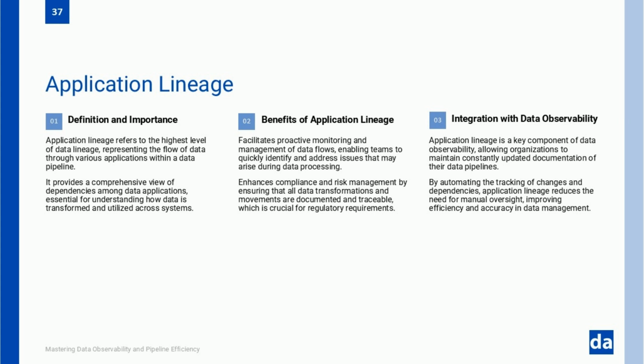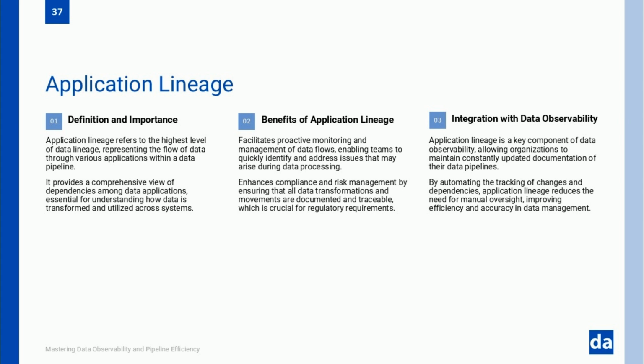3. Integration with data observability. Here's where application lineage shines alongside data observability. Live documentation: keeping track of changes across pipelines and applications is no longer a manual nightmare. This automates it all. Improved accuracy: by reducing human intervention, your systems become less error-prone.